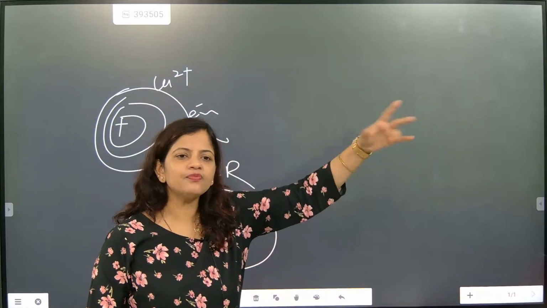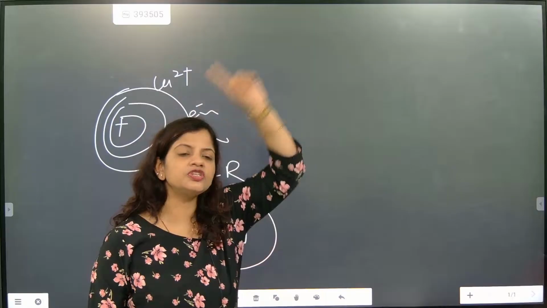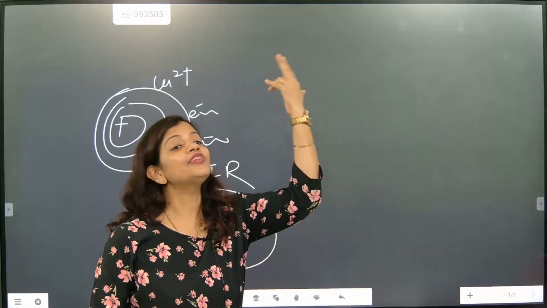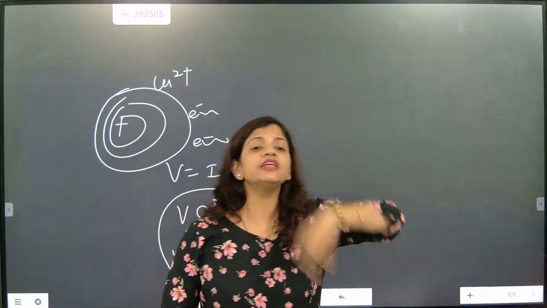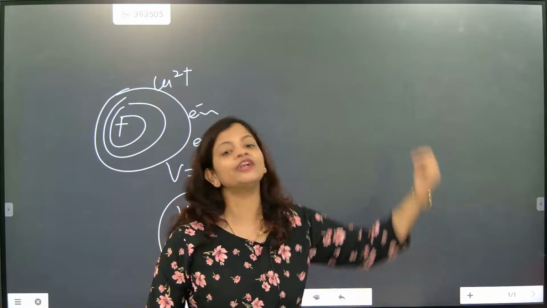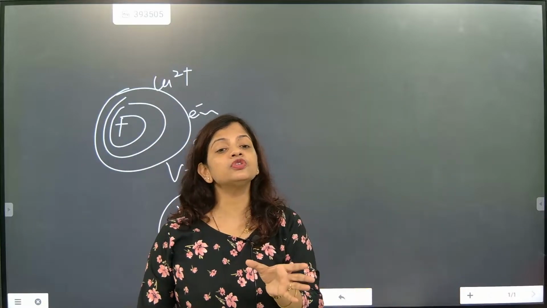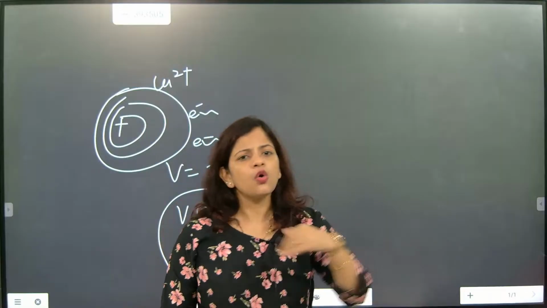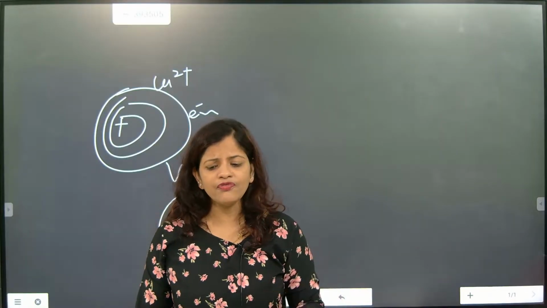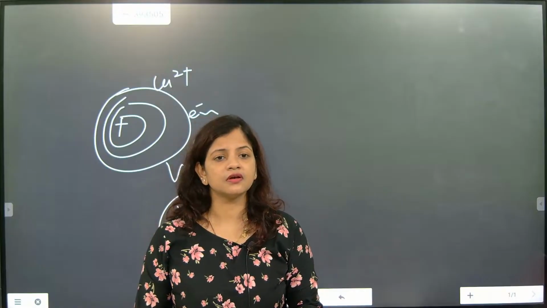So once the circuit is connected, what will happen? The current will start moving from the positive terminal to the negative terminal. The electrons will start moving from negative to positive. At the time when the electrons try to move, they will suffer collisions. The electrons will suffer what?